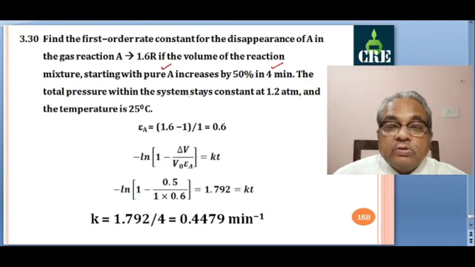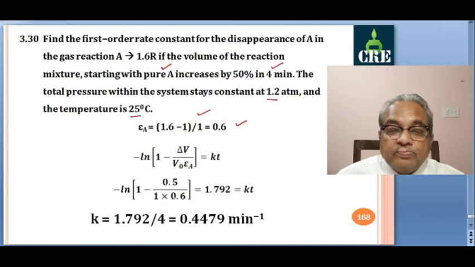The total pressure within the system stays constant at 1.2 atmosphere and 25 degrees Celsius. So we don't need really this data. Epsilon A will be 1.6 minus 1 divided by 1. No units are there. So 0.6 by 1, 0.6. Same equation we will use. Now delta V, volume increases by 50%, means 0.5 with plus sign. V0 is 1, epsilon A is 0.6. So minus ln of 1 minus 0.5 by 0.6. You solve this, you get 1.792.